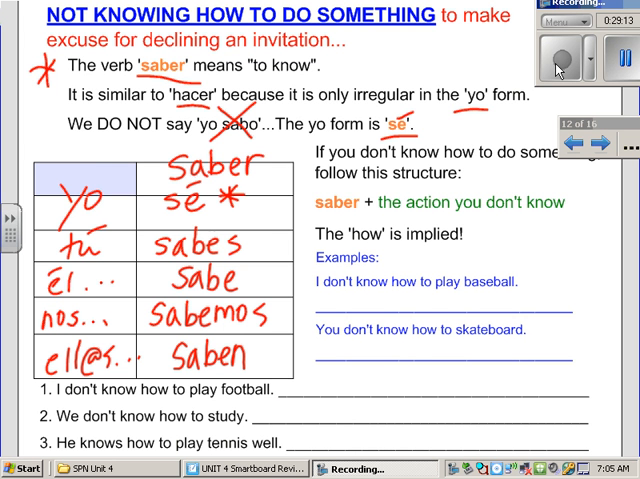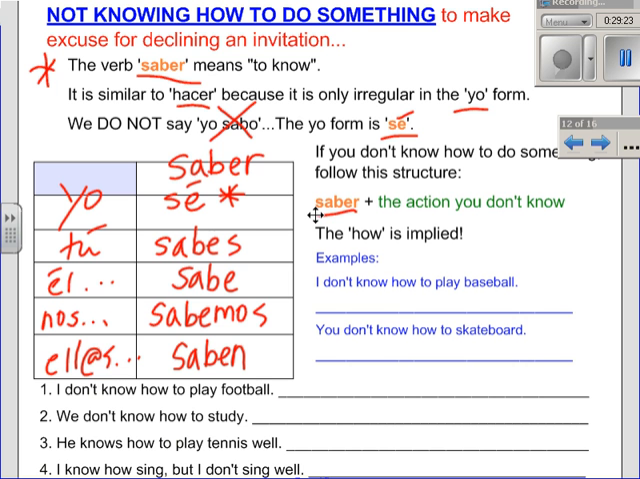Saber becomes yo sé, tú sabes, él, ella, usted sabe, nosotros sabemos, or ellos, ustedes saben. Now we're going to use saber with an action to say, you know, I know how to play football, or I don't know how to speak Japanese. The how is implied though, so we're not going to use a special word like cómo in there. I'll show you an example. I don't know how to play baseball.